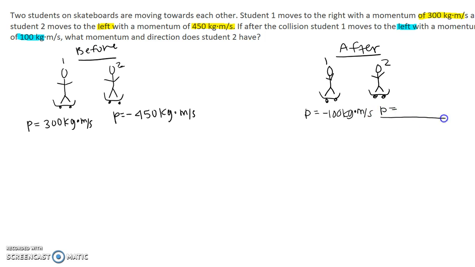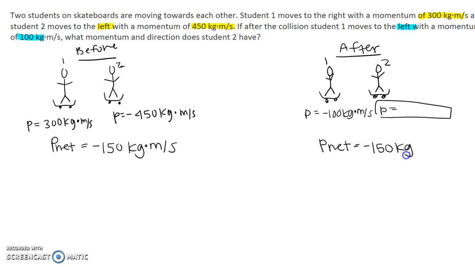And in order to find the P, or the momentum of person 2, I need to know my P net, or my net momentum. So P net on the left needs to equal P net on the right. So 300 plus negative 450 gives me a net of negative 150 kilograms times meters per second. Over here, same P net. That means that together 1 and 2 need to have a total value of negative 150.